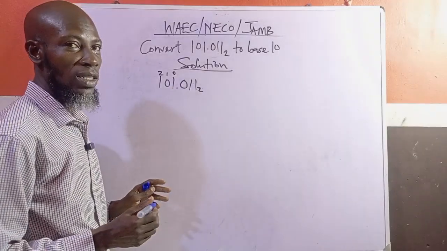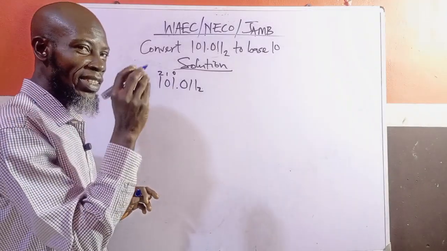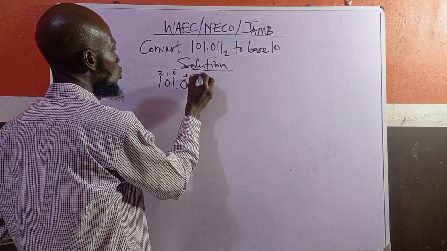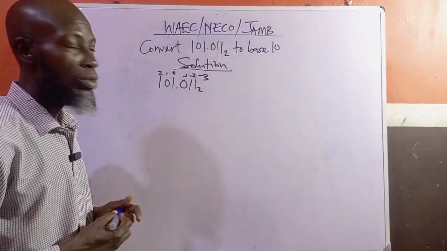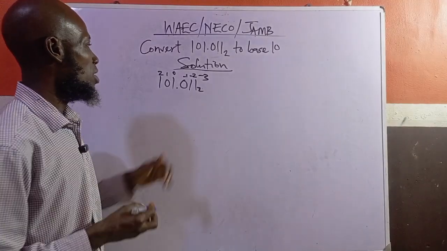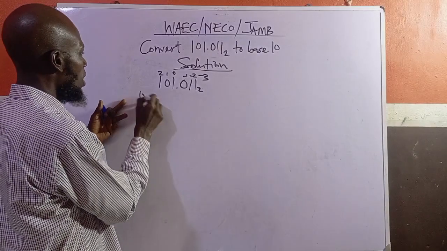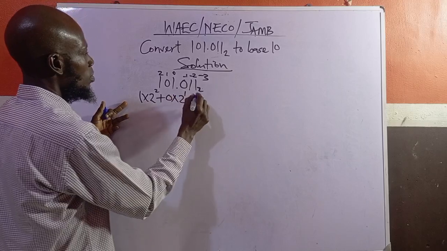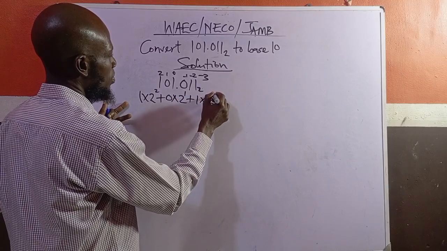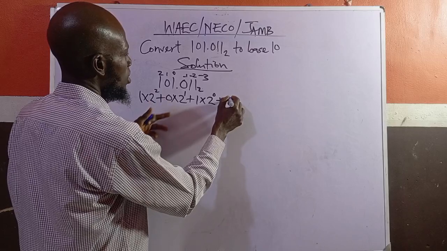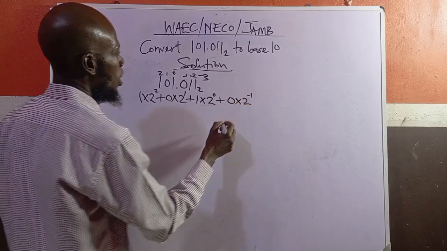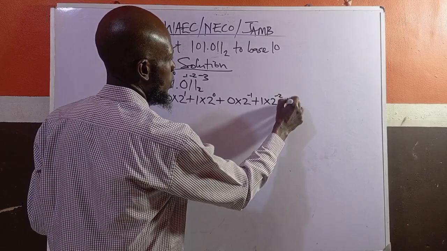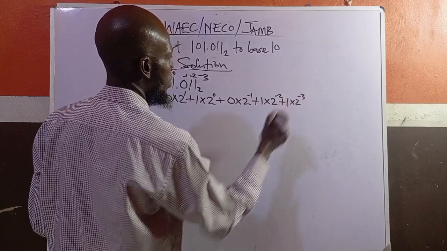Then for the decimal part, we are going to assign negative powers: -1, -2, -3. Now, we are going to expand in terms of the base. So we have 1 times 2 to the power of 2, plus 0 times 2 to the power of 1, plus 1 times 2 to the power of 0, plus 0 times 2 to the power of -1, plus 1 times 2 to the power of -2, plus 1 times 2 to the power of -3.